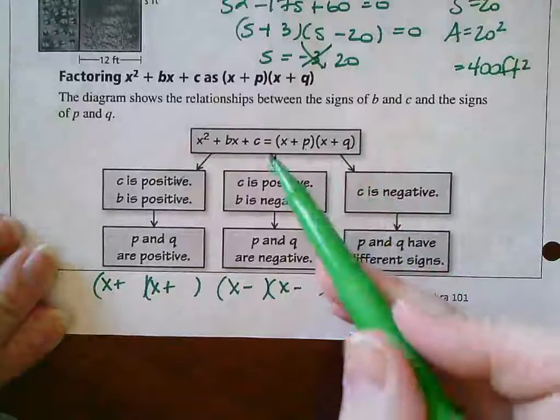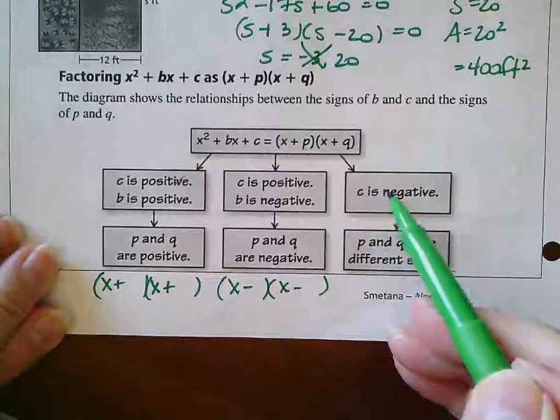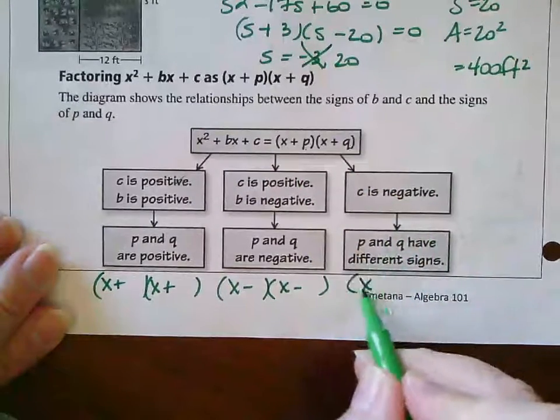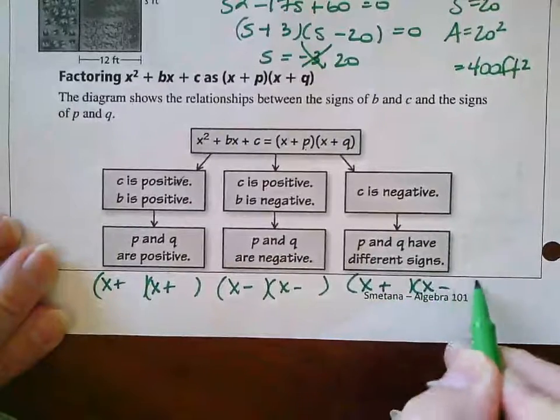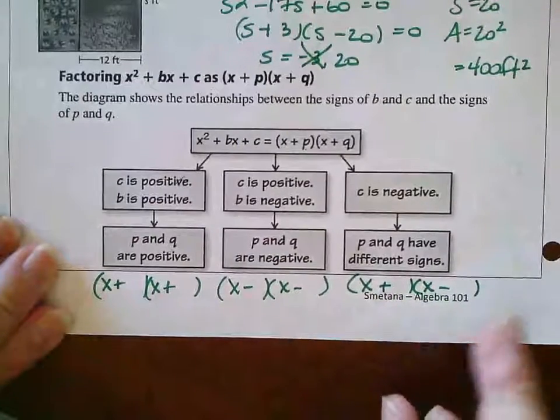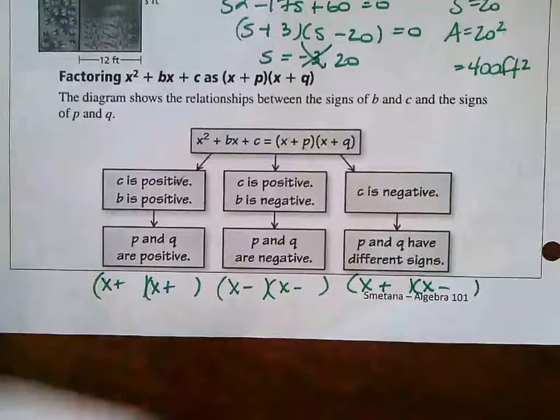If this is negative right here, the C is negative, then you're going to have different signs. So x plus and x minus. Just a helpful chart. If you feel like you need it, you're good to go.